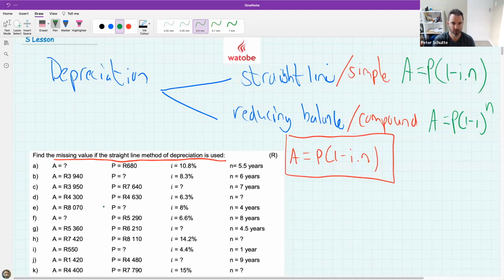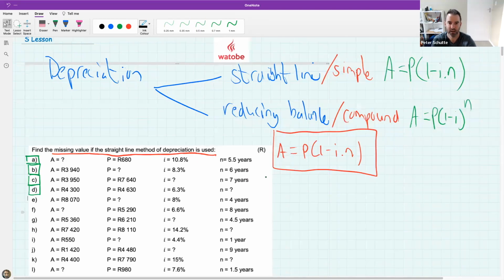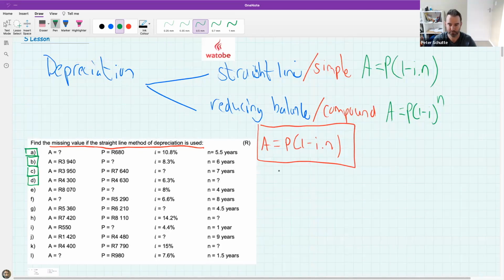I want everyone to try and do A, B, C, and D. So all you have to do is you're given 3 of the values and you have to find the 4th one. Can you do that for me? And I want to give you some time to have a crack at that. If you're completely new to this topic, don't worry, just give it the best you can. But can you work out, for example, in A, what A is, in B, what P is, in C, what I is, and in D, what N is?